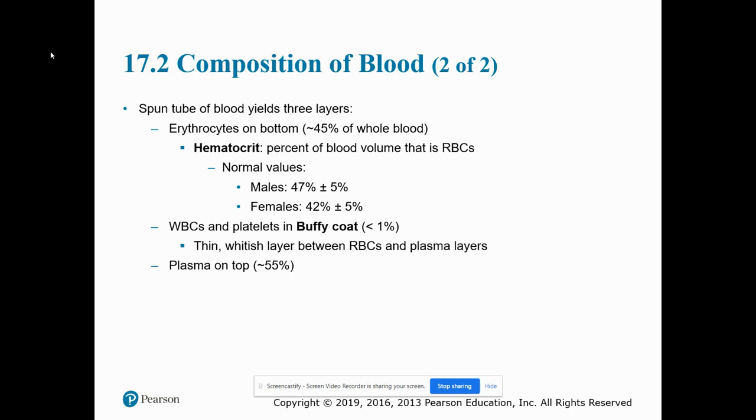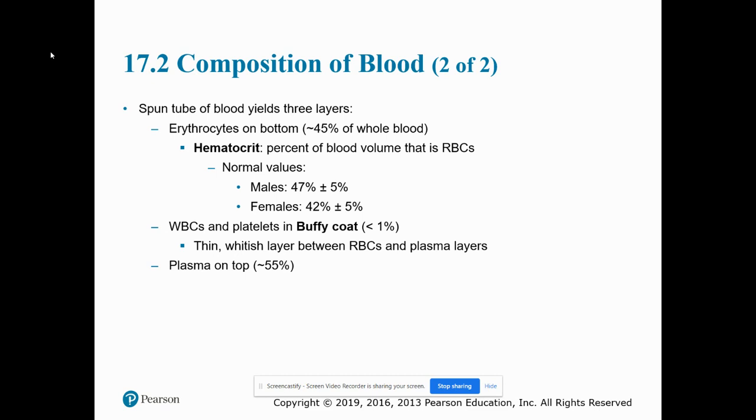Now, if you were to, let's say, take blood from a patient and then spin it in a centrifuge, the spun tube of blood is going to give you 3 layers. And when you centrifuge blood, or when you centrifuge anything, you're separating it out based on weight. So what ends up on the bottom of the tube are going to be the erythrocytes, and it's going to be about 45% of whole blood.